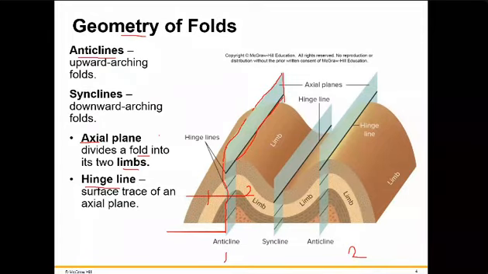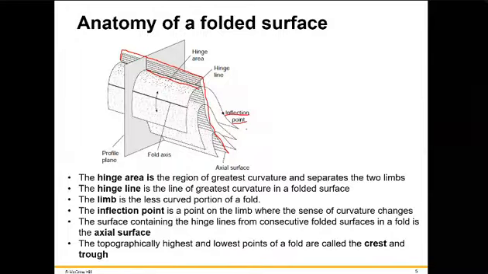The other thing you see is the inflection point. That inflection point is a point on the limb where there's a change of curvature, all right? And obviously you can see that there's a change of curvature here. That is the inflection point. There's a change in the sense of curvature, all right? And then we've talked about the axial plane or surface that divides the fold into two limbs, okay?